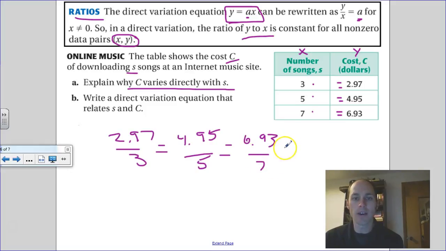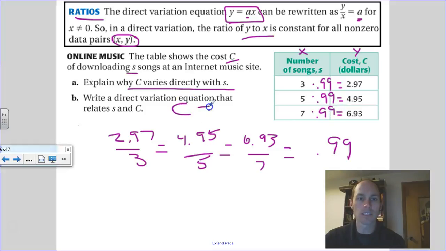As we divide all those, we see that it's always 0.99. So I multiply by 99 hundredths, or 99 cents per song. So the equation is cost equals 0.99 S.